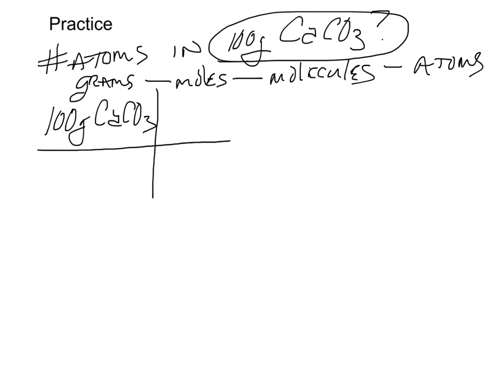Now I'm just going to write this down because I've already looked at the periodic table, but if you looked at the periodic table and you added up the weight of calcium, the weight of carbon, and the weight of 3 oxygens, you would find that this equals 100 grams per mole. Now, as I told you, where do I want to go? Moles. I put that on top. 1 mole is 100 grams.